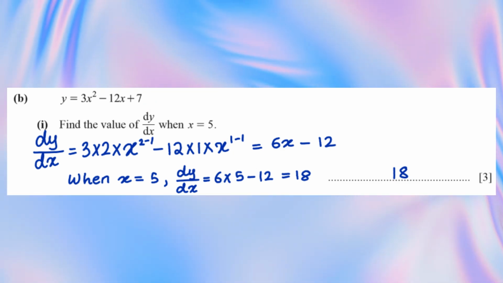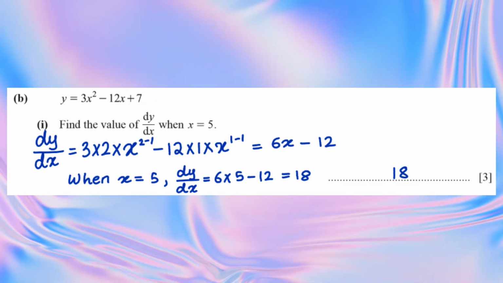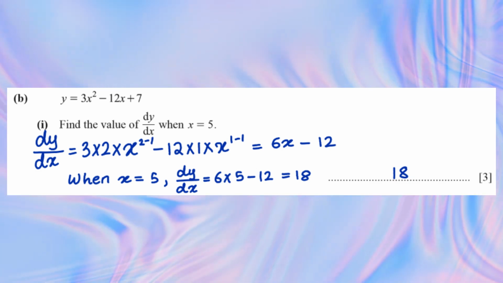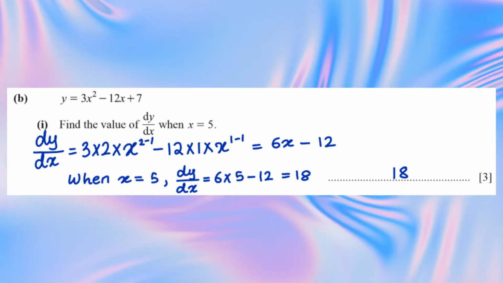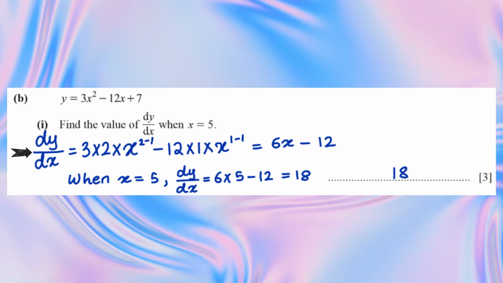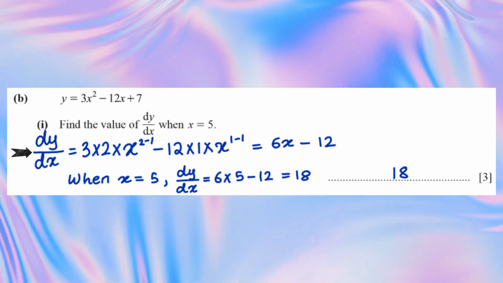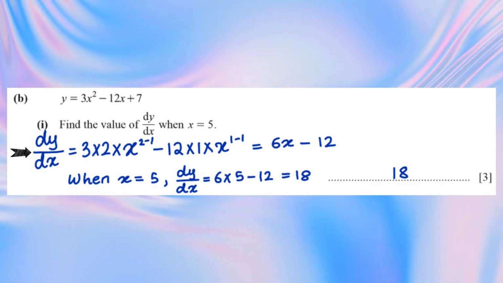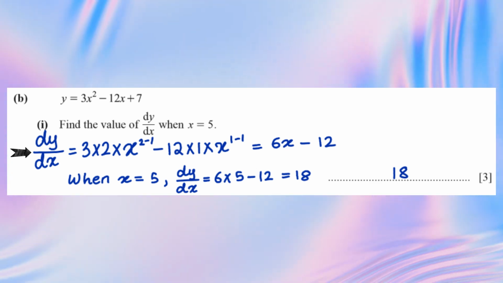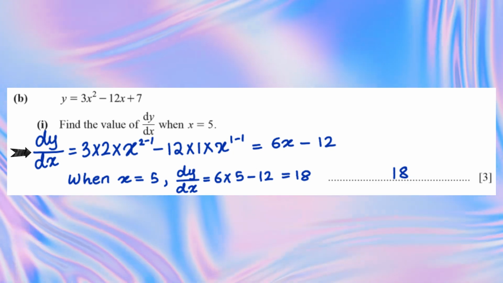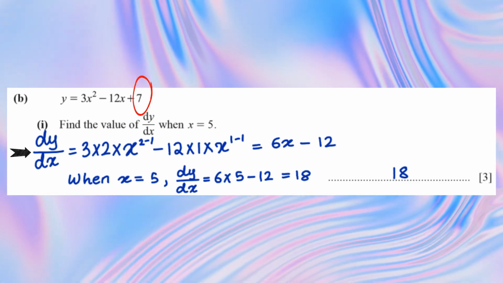Moving back to our question, we basically have to find the derivative of the quadratic equation y equals 3x squared minus 12x plus 7. Then we have to substitute 5 for x into the derivative and solve. So, as you can see here, to find dy by dx, which is the derivative, we multiply the coefficient of x with the power of x. Then, we subtract 1 from the power of x. We have to do this for every term in the expression, except the constant term.